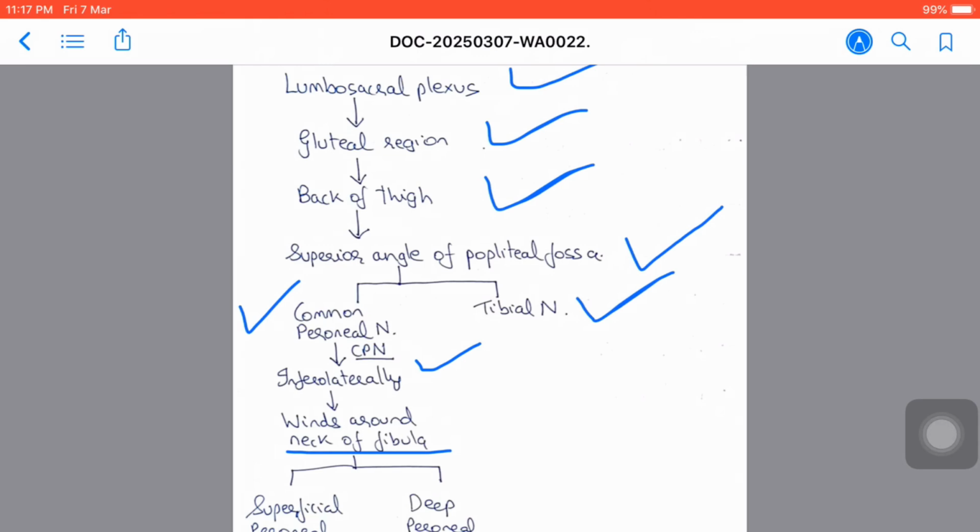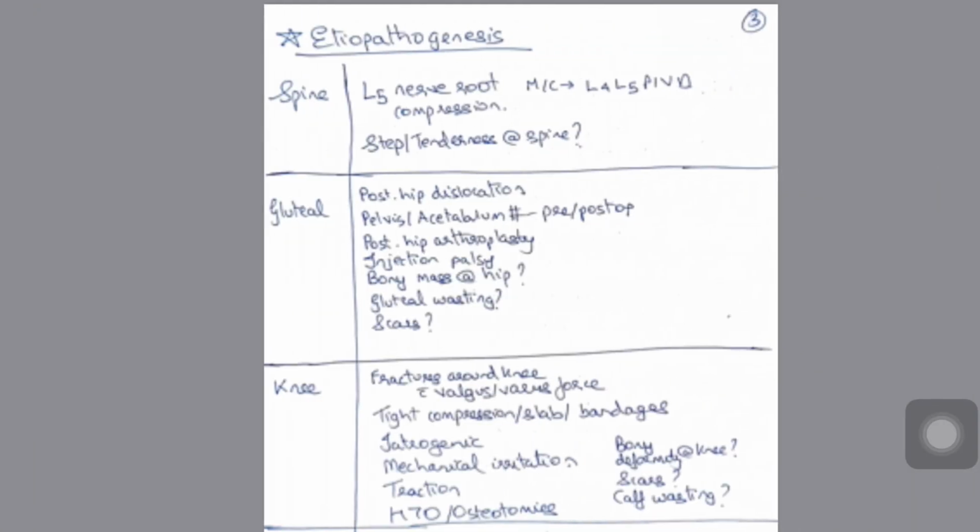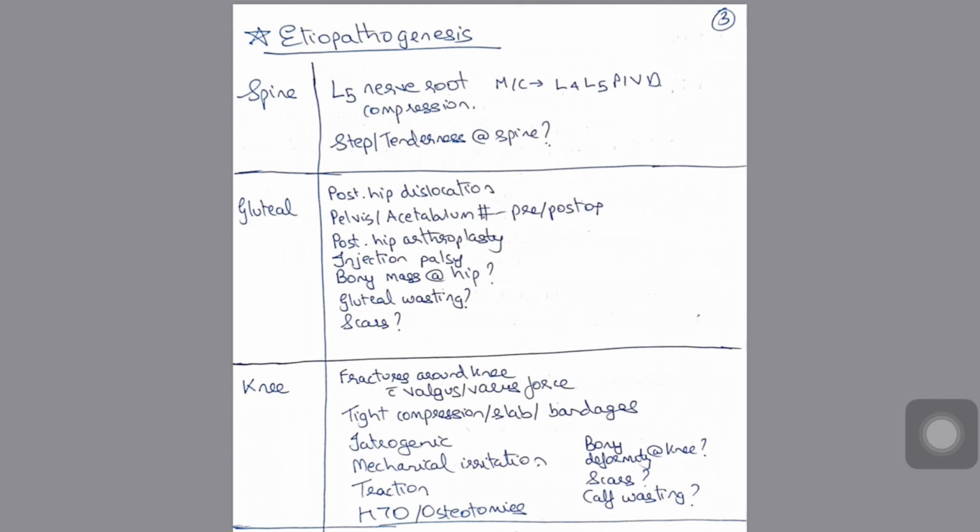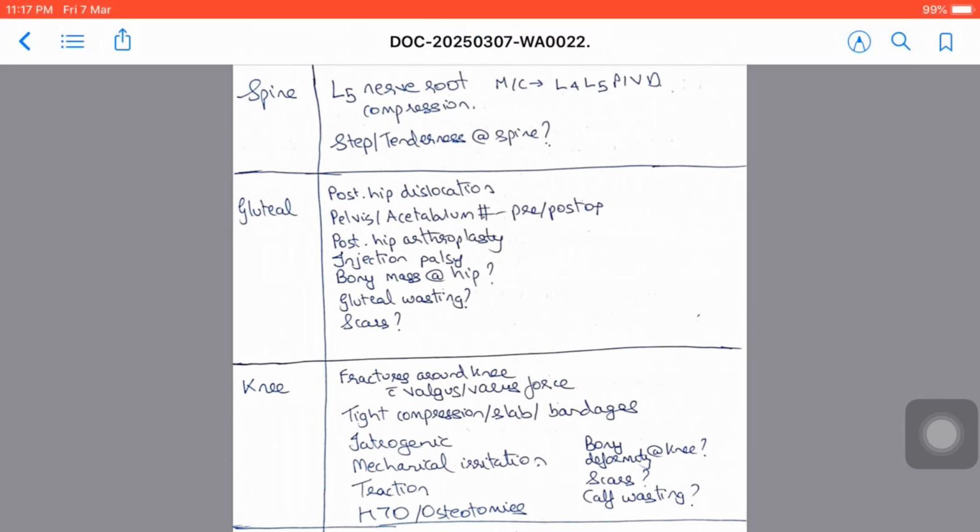So the main branch is the sciatic nerve, then the common peroneal and tibial nerve. The common peroneal divides into the superficial and deep peroneal nerve. This was just the basics. Now we are going to discuss the etiopathogenesis, the possible sites of injury which lead to foot drop.